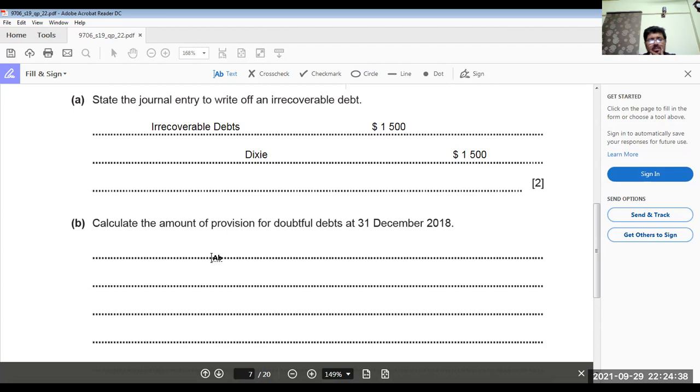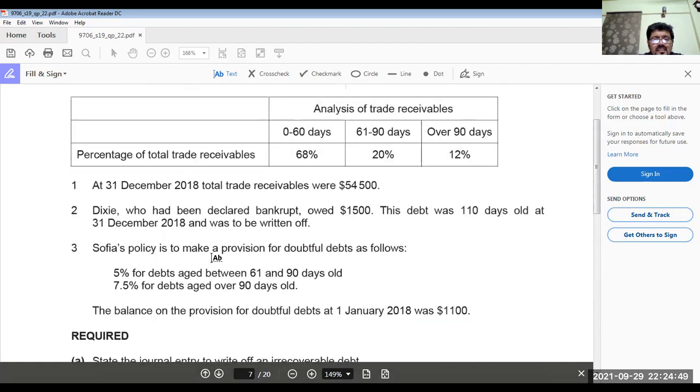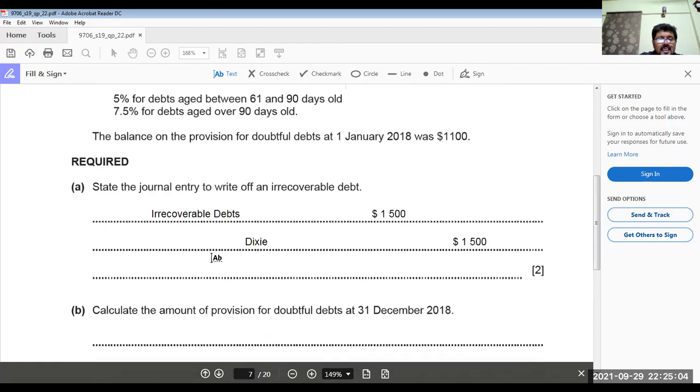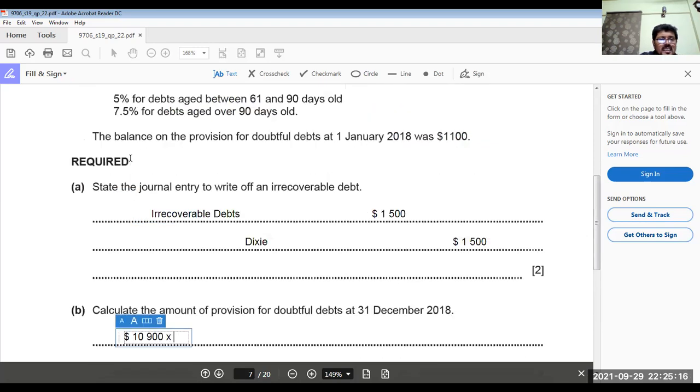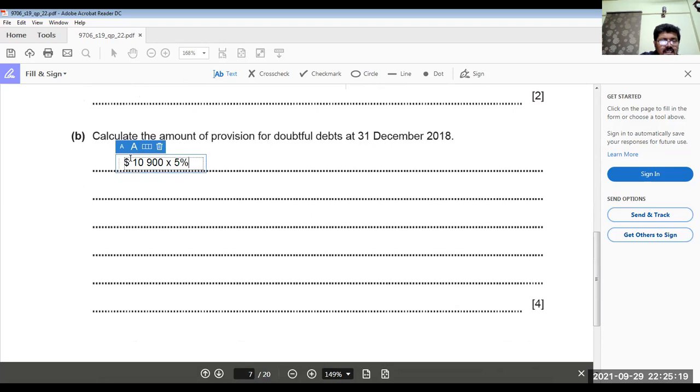Then calculate the amount of provision for doubtful debts at 31st December 2018. Okay, now see. Provision is applied on total receivables, 54,500 multiplied by 20%. The answer is $10,900 for 61 to 90 days trade receivables. The percentage applied for bad debts is 5%. Multiply 10,900 by 5%, the answer would be $545 could be bad debt.